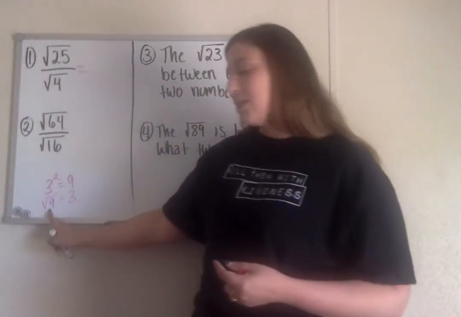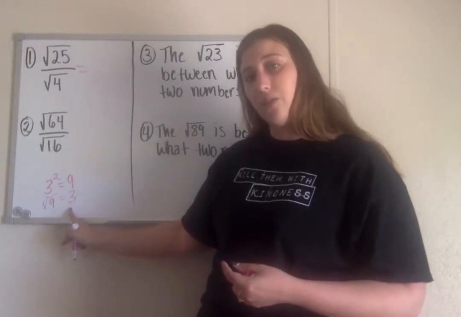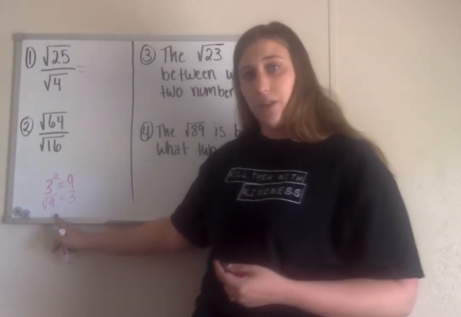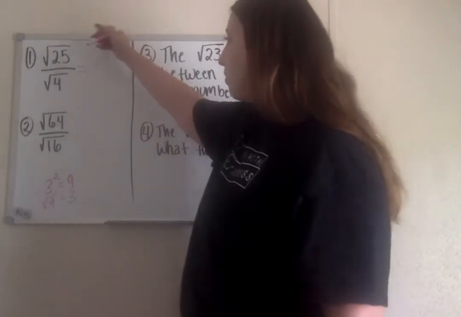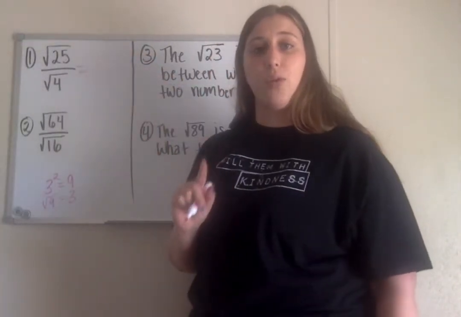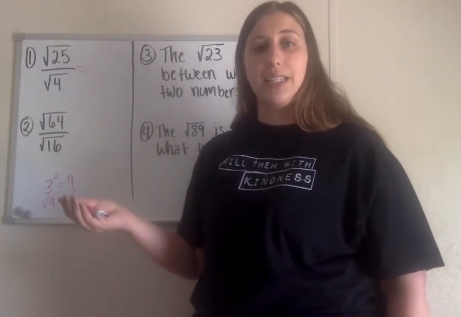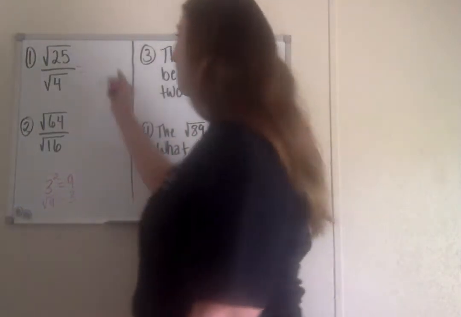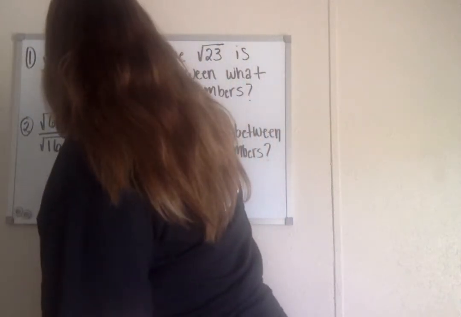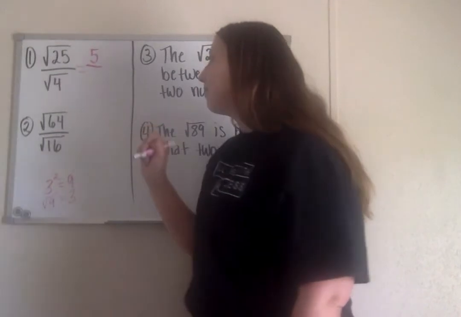So when finding the square root of something, we're looking for that one number multiplied by itself that gives us that number. Back up to number 1, for the square root of 25, we need to think of that one number that multiplies by itself to give us 25. Hopefully we all recognize that number is 5, because 5 times 5 gives us 25. So the square root of 25 is 5.